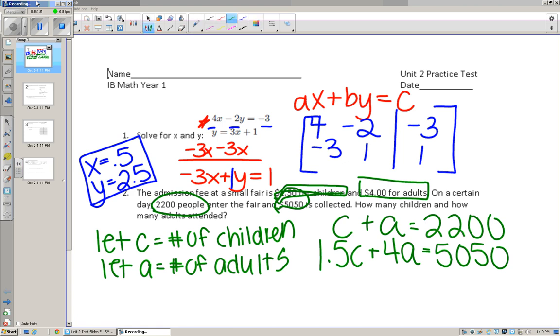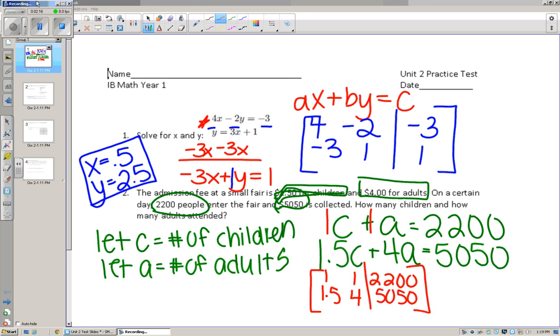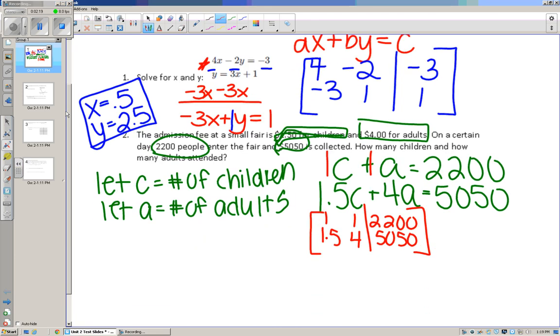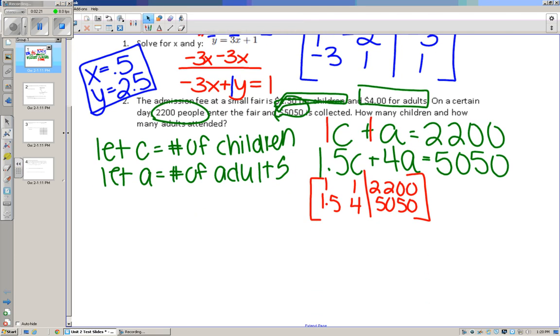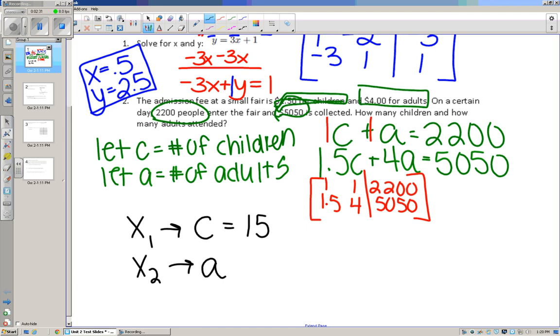So what we can do is we can go ahead and put this in the app in our calculator. We'll do 1, 1, and 2,200. And then we'll do 1.5, 4, and 5,050. So they wanted to know how many people attended, how many children were there, how many adults were there. So once you put that into your calculator, your x1 will be your C, and then your x2 will be your A. So in this case, C ends up being 1,500, and A ends up being 700.